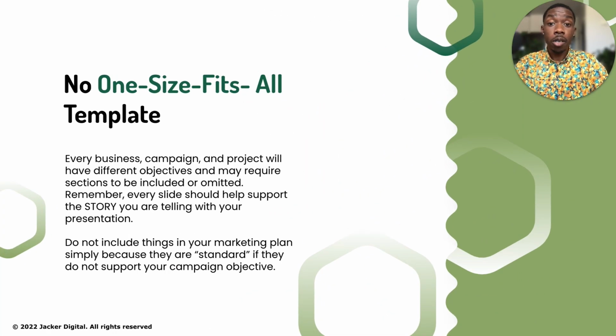And remember, there's no one-size-fits-all template for marketing plans. Every business, campaign, and project will have a different objective and may require different sections or things to be omitted. Remember that every slide should support the story you're telling in your presentation. Don't include things just because they're standard or other people have them in their presentations. If it distracts from your overall goal or from supporting your campaign objective or your channel objectives, then remove it and only focus on those things that are needed. Even though I'm going to show you some examples of things that I use, you'll see that my two examples both have different sections that relate to what I'm trying to convey.